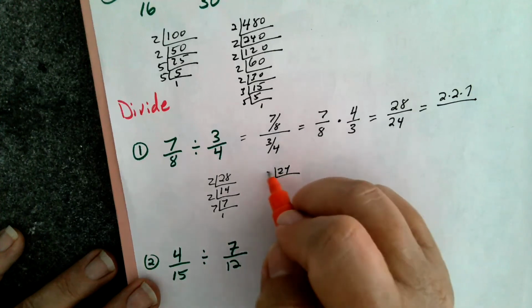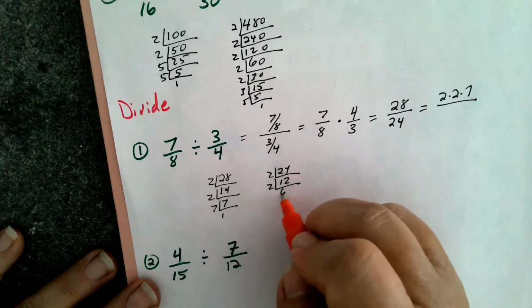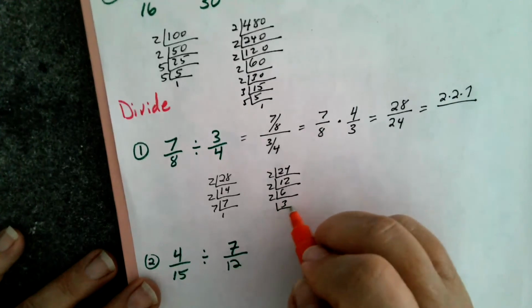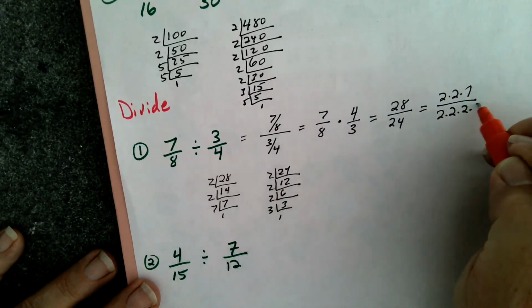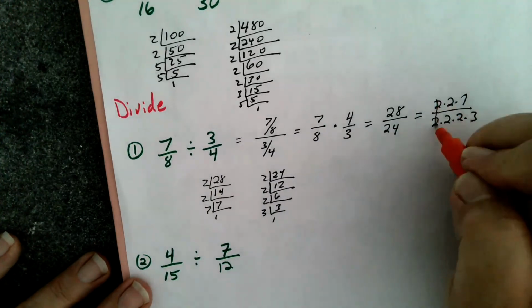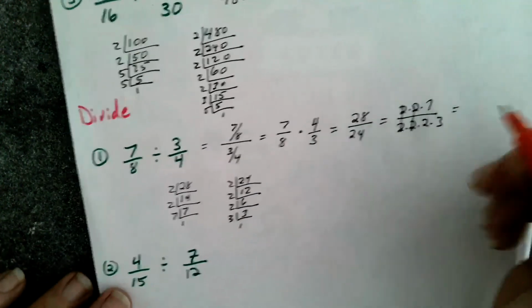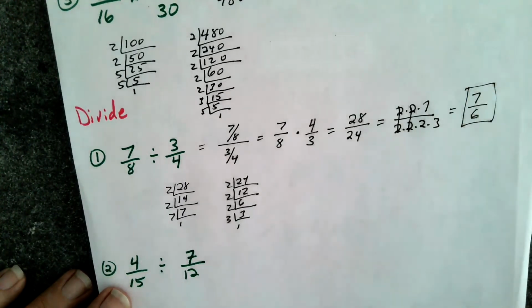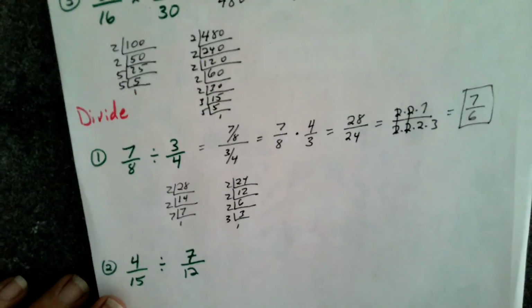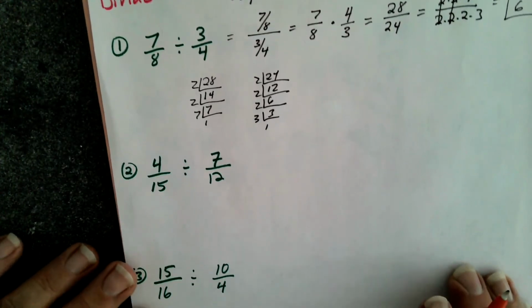24 is divisible by 2, 12, divisible by 2, 6, divisible by 2, 3, and then 3. So it's 2 times 2 times 2 times 3. Cancel a 2, cancel a 2, and that gives me 7 over 2 times 3, which is 6. So I end up with 7/6. Just a couple more students.